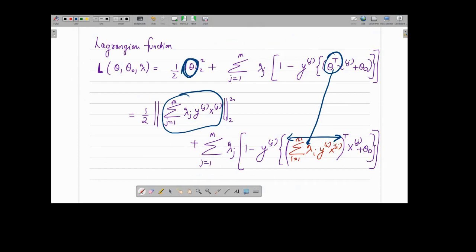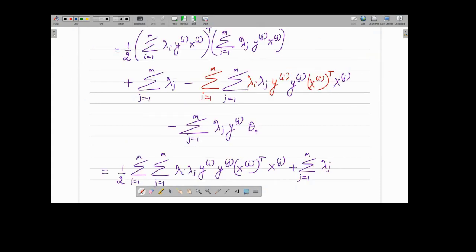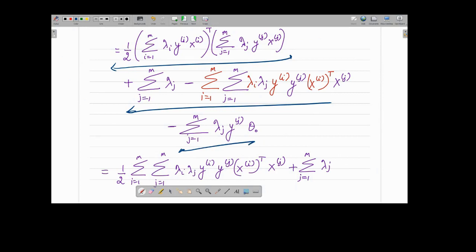Once you solve, I will not go into the details of this, you have to solve it. This is basically the simplification of the expressions, so you have to do it yourself, this Lagrangian. Once you substitute the value of theta, you will get the expression for lambda.